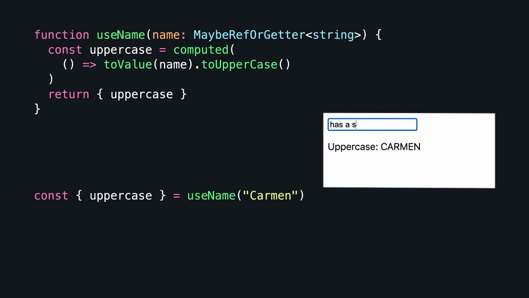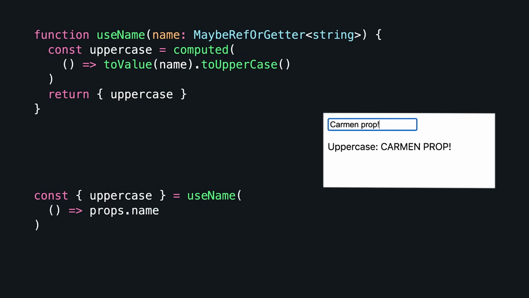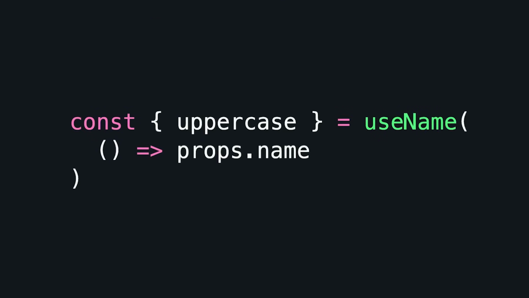So if we pass in a plain value, it works once, and then nothing's reactive. If we use our name ref from our first example, it stays reactive. And even if we pass in a prop with a getter function, the value of uppercase will change with our prop. But now to the main part of the video: why do we need this getter function? I mean, I've always known that we need it to keep props reactive, but what's actually happening under the hood?